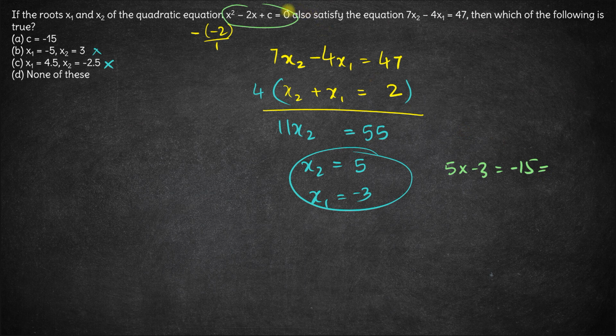And the product of the roots in a quadratic is the constant term, which is c, upon the coefficient of x square, which is 1. So c upon 1 is minus 15. Hence the value of c is minus 15. So option A is correct. So the correct answer here is option A.